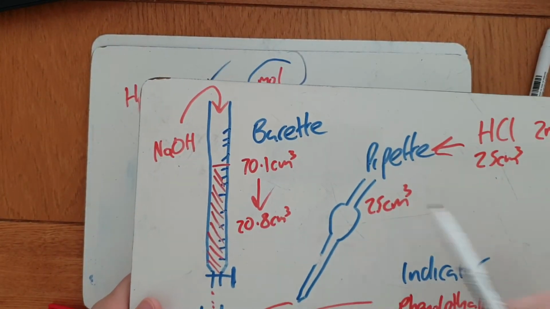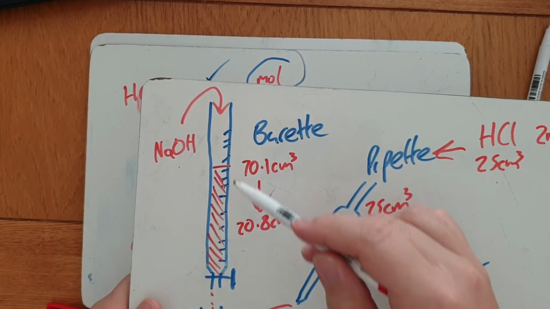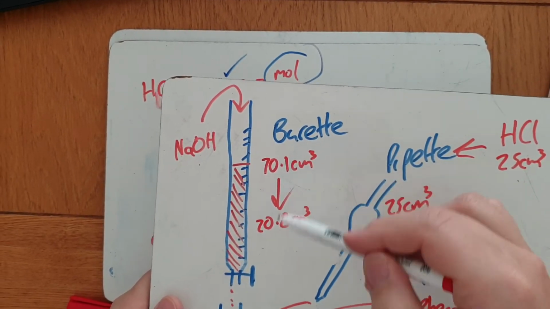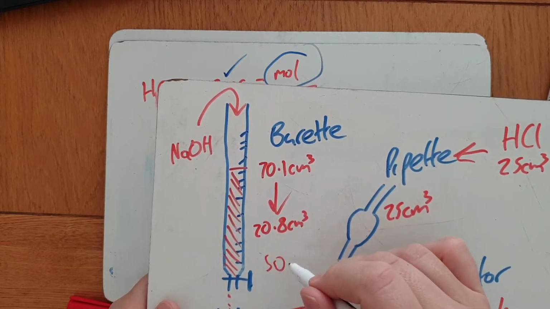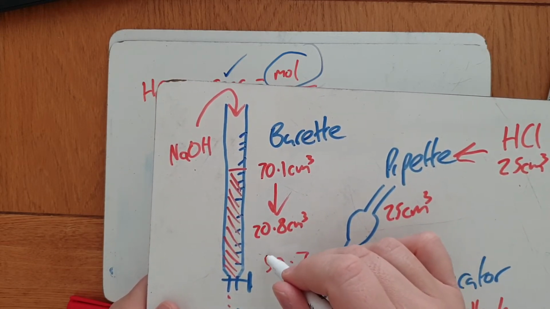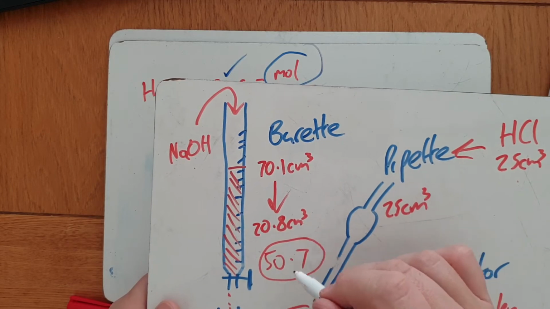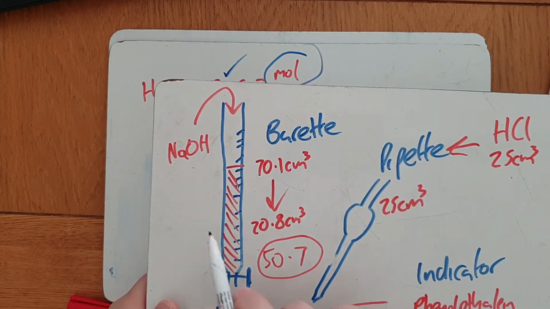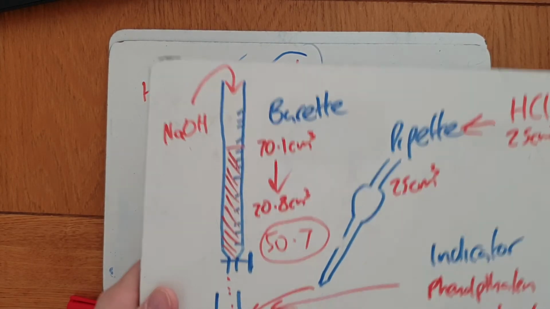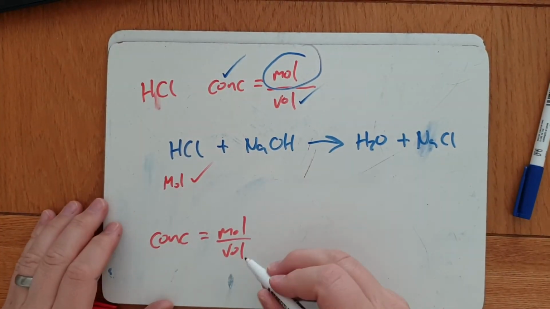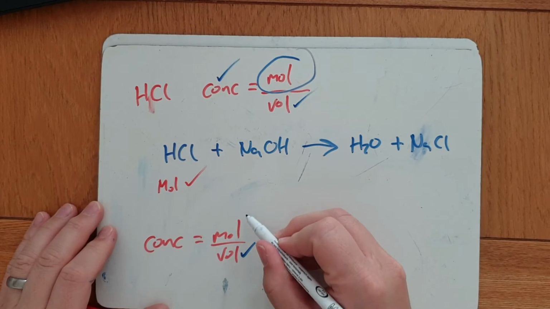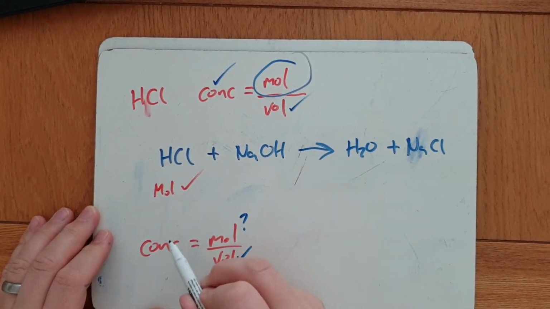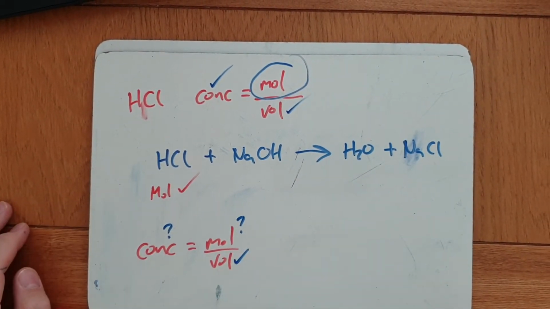We know the volume, 70.1 minus, we know the volume that we've used. So that one, take away that one, and that is 50.7. So we've used 50.7 centimeters cubed. We know the exact volume that we've used. Brilliant. So we know the volume, but we don't know the moles. And if we don't know the moles, we can't work out the concentration.